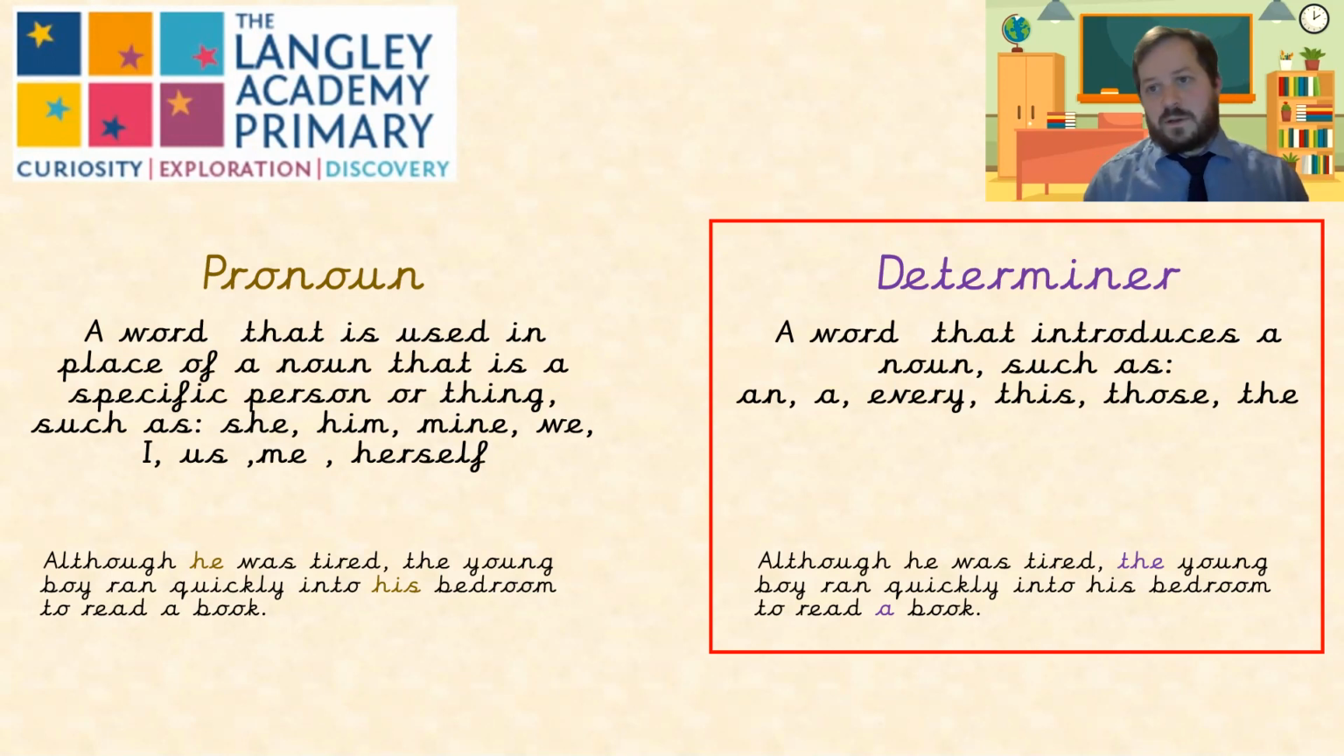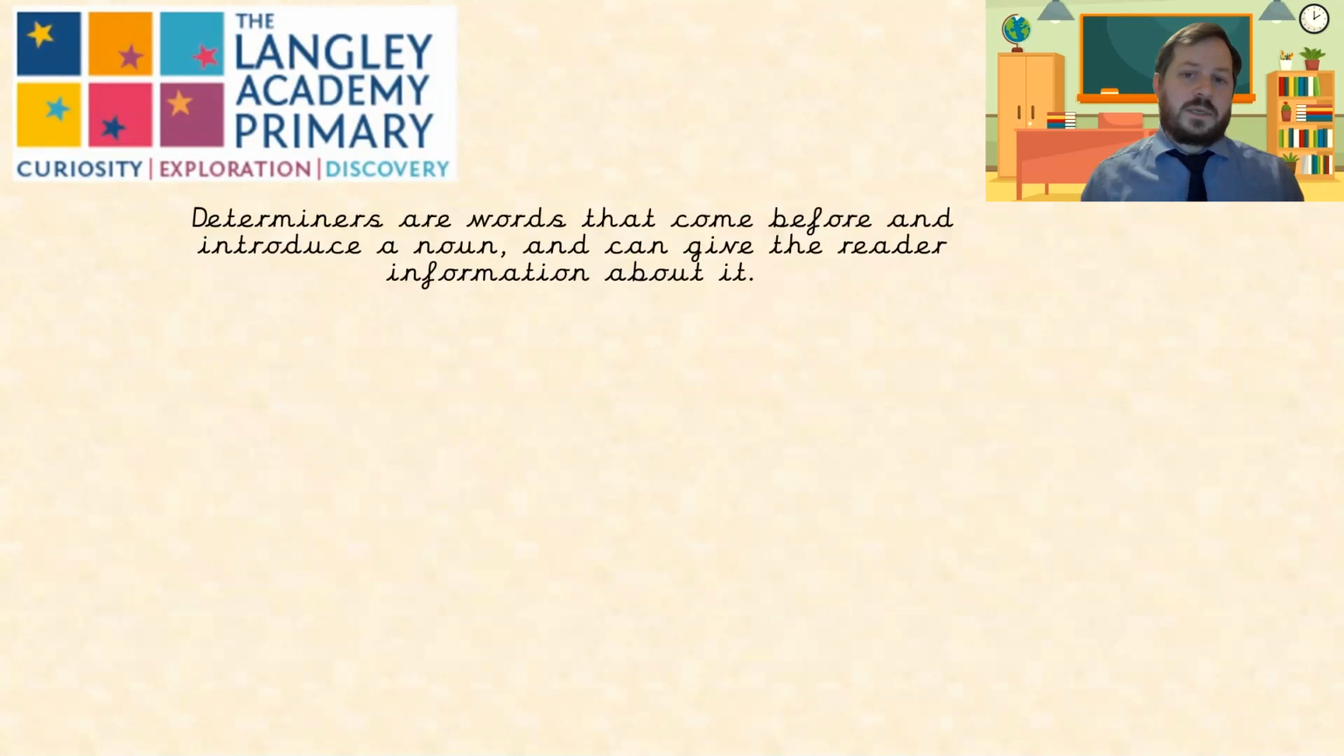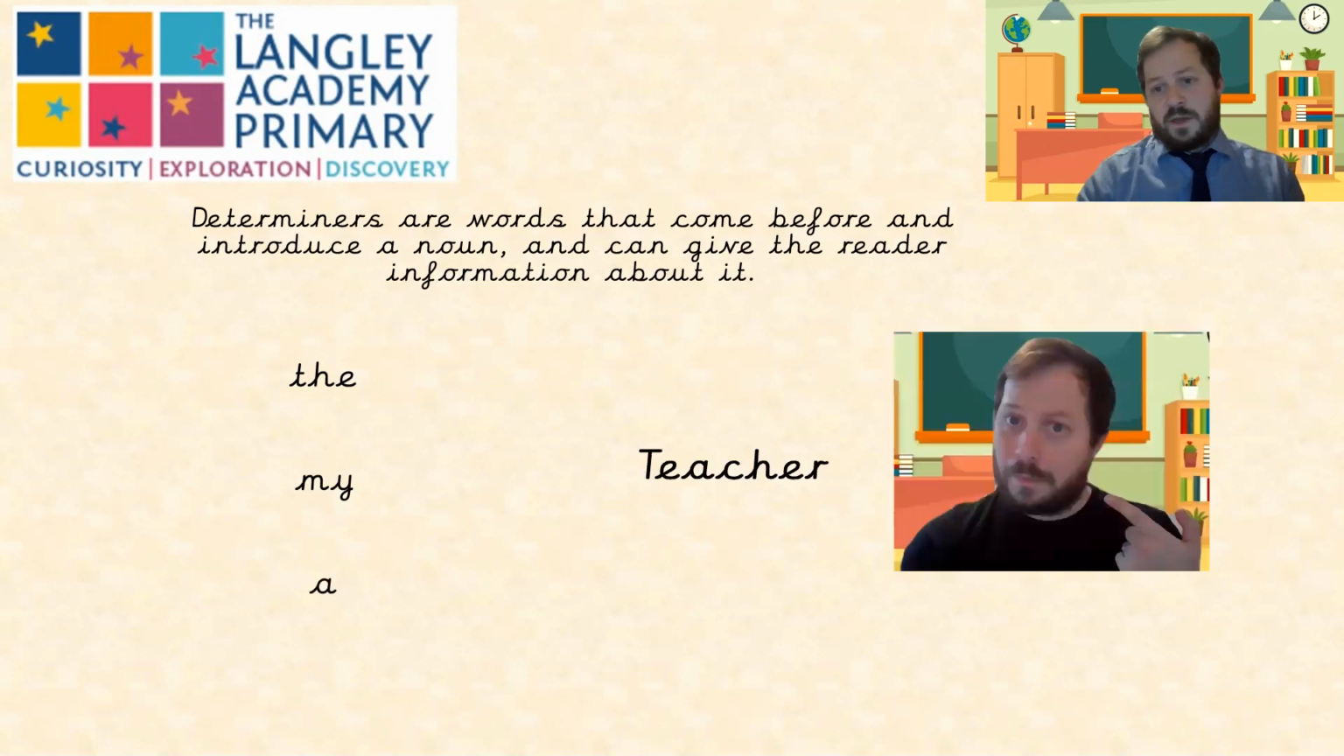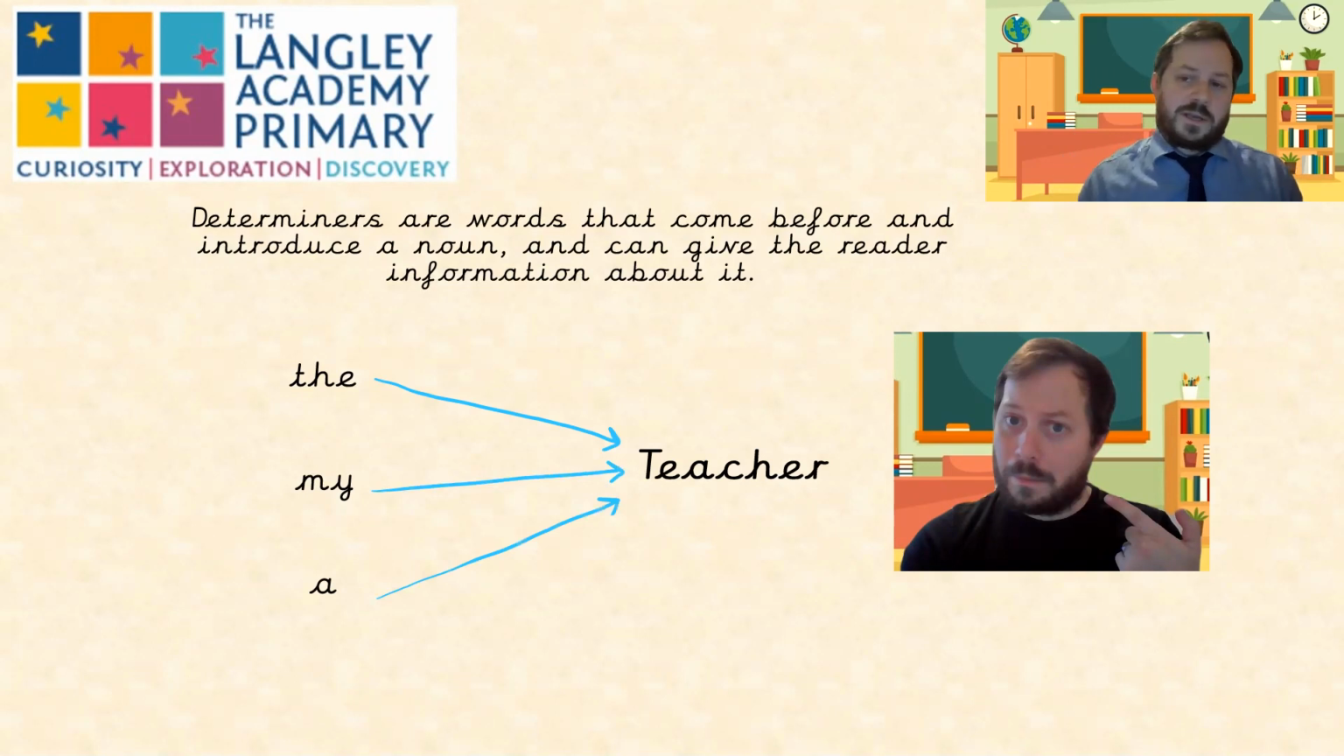So we're going to have a look at the specifics of a determiner, the different ways it can be used, and what different words it might be. Determiners are words that come before and introduce a noun, and they can sometimes give the reader slightly more information about that noun, whether it's being precise about which one or giving an idea of how many there are. Examples of determiners are the, my, and a: the teacher, my teacher, or a teacher. All of these would work in front of teacher, which is the noun.